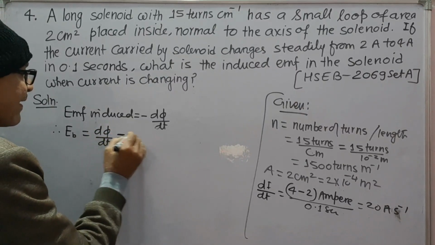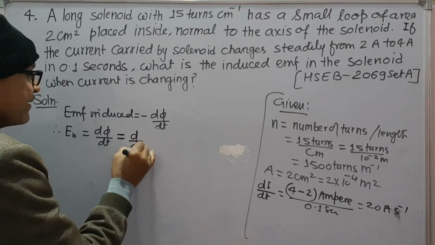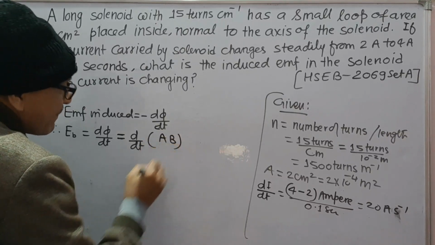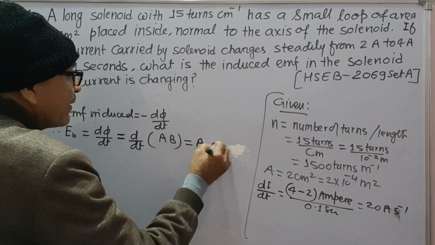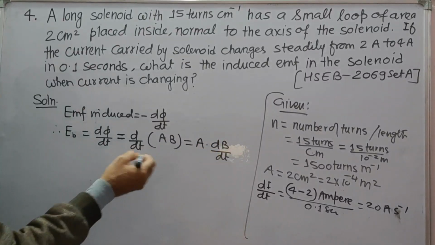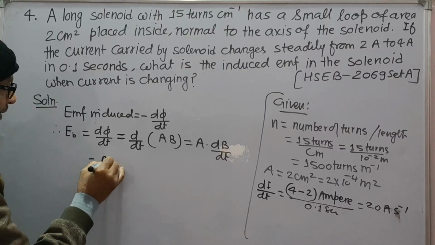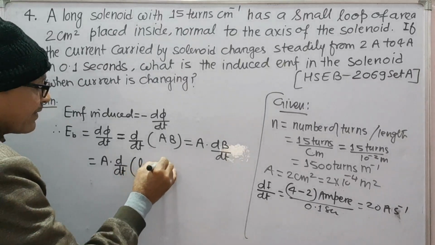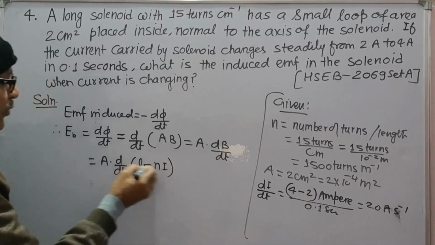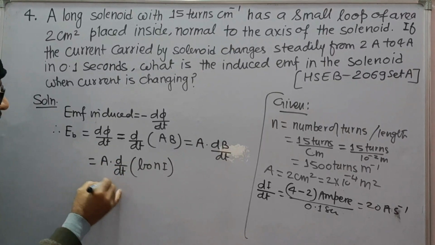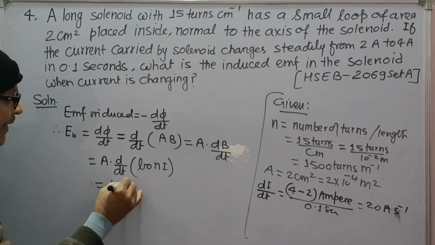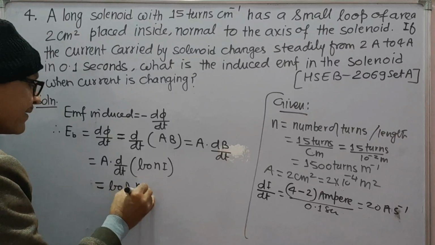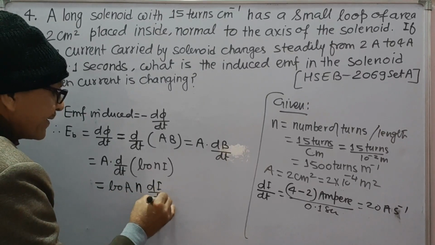This is d upon dt, phi is A into B. This can be written as A into dB by dt, because A is constant. So, A into d upon dt, B is mu naught n I. Mu naught n is constant, may be taken out. So, this is mu naught A n di upon dt.